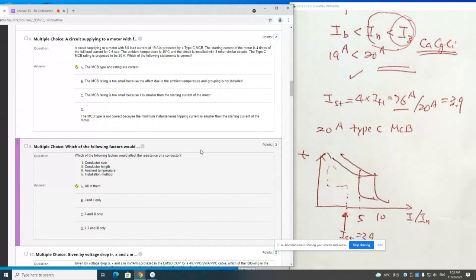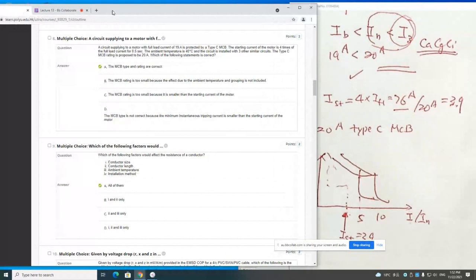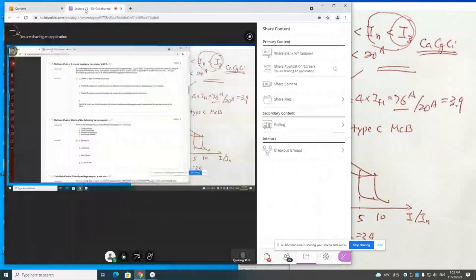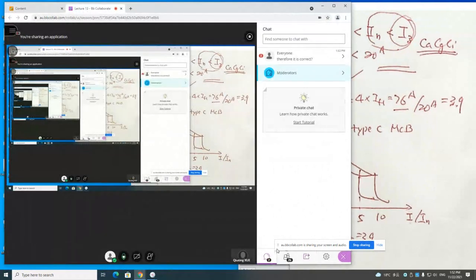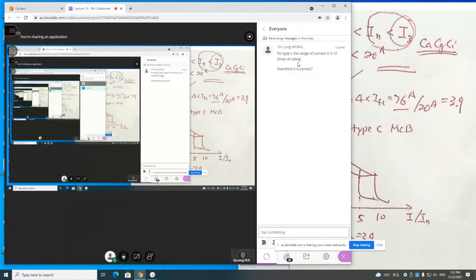So this may cause some confusion when you do this question. Okay, so it looks like some question, right? What do you mean it's correct? Yes, okay. Type C is 5 to 10, okay.